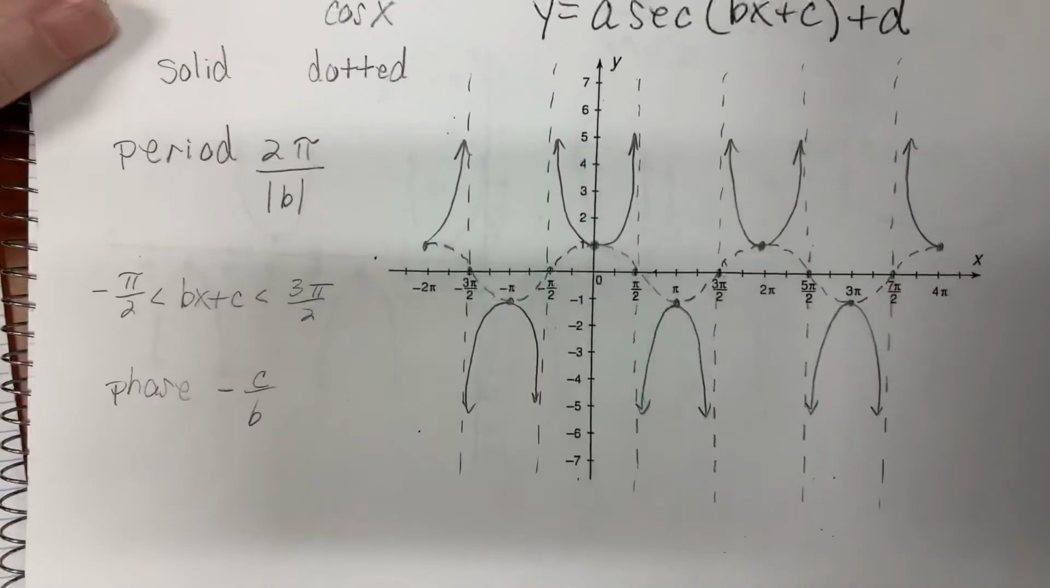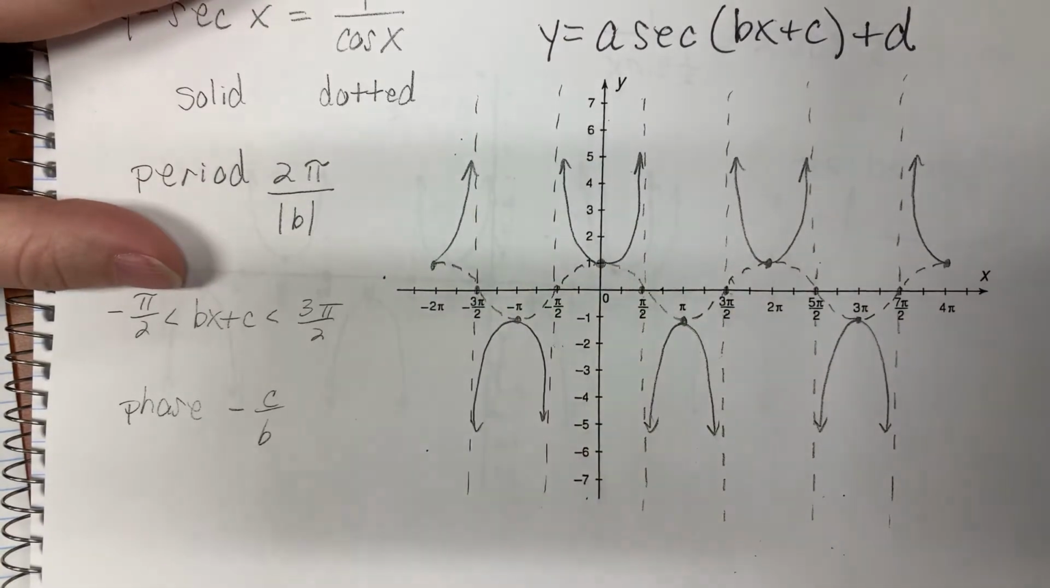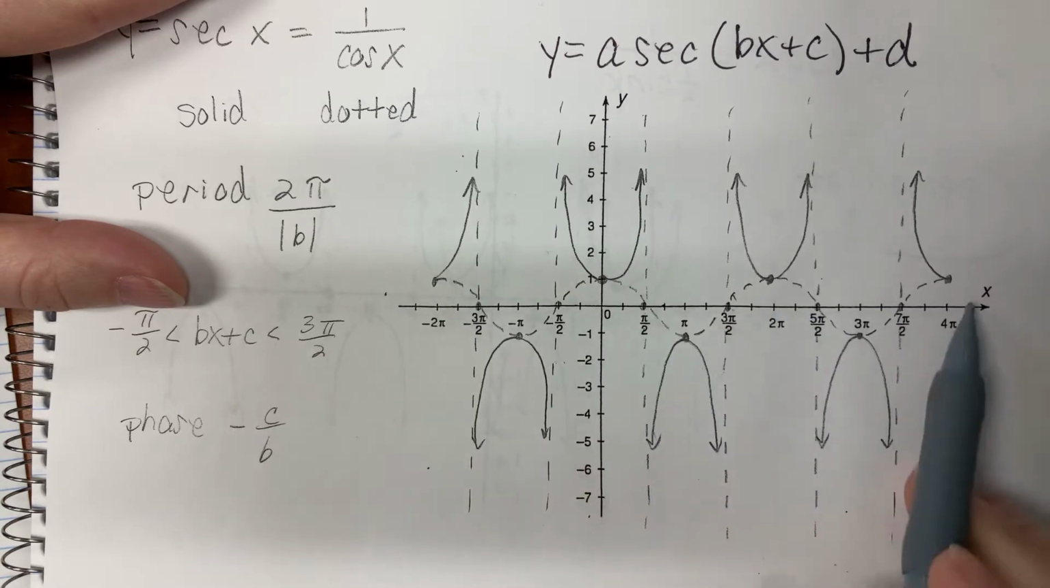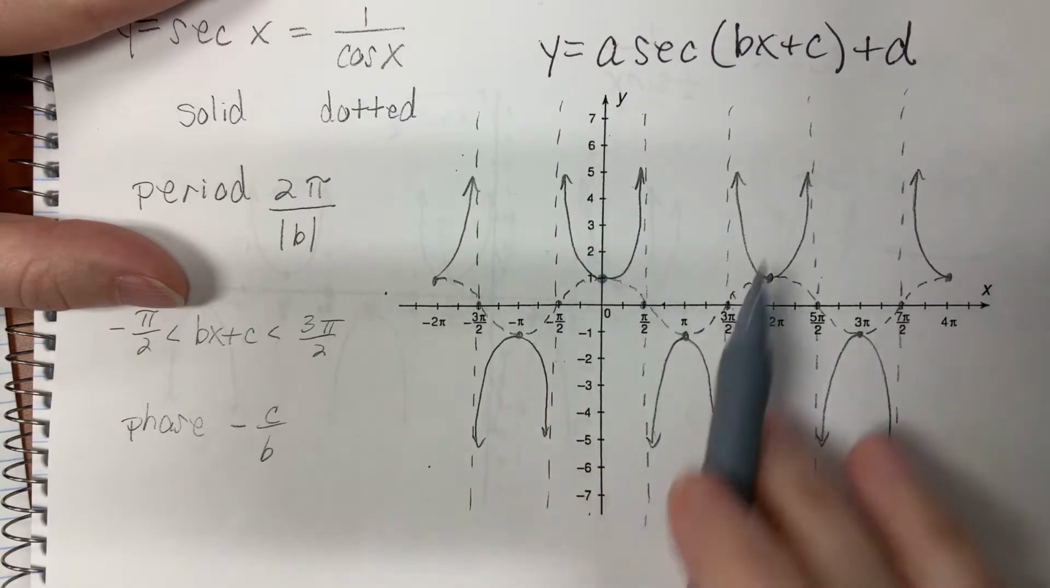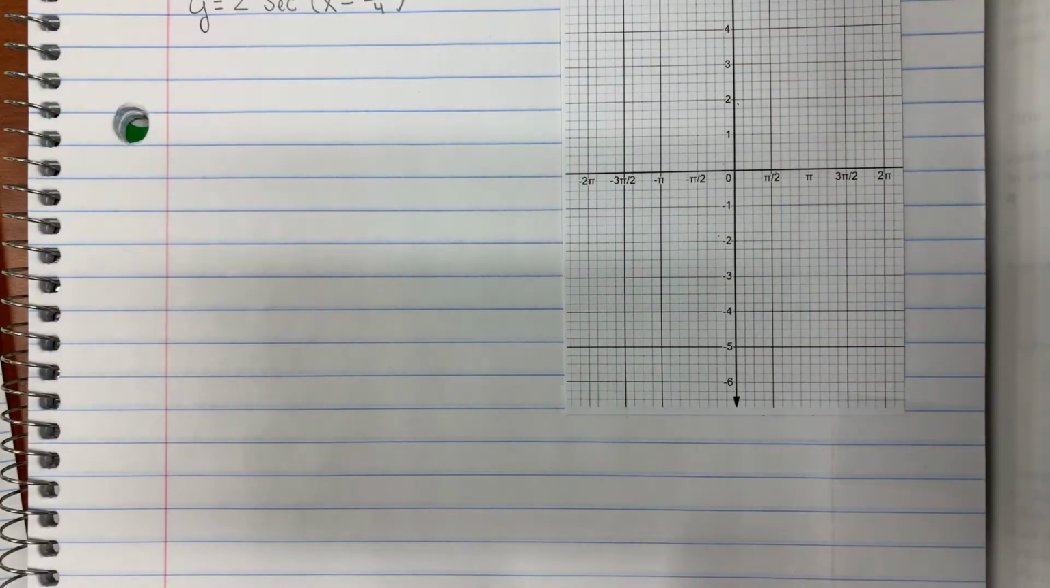So same thing with secant. Secant is the 1 over cosine situation. So here's my cosine curve, and there's your secant parabolas. Okay, so that kind of gives you an idea of what those will look like in general.